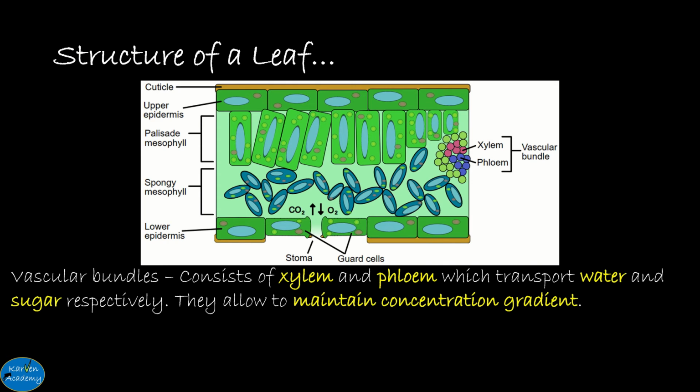Then there are vascular bundles, like we discussed previously, and these vascular bundles consist of xylem and phloem, which transport water and sugar respectively. Again, we'll cover this in a later video, but other than that, these vascular bundles, like I said previously, allow the concentration gradient to be maintained.